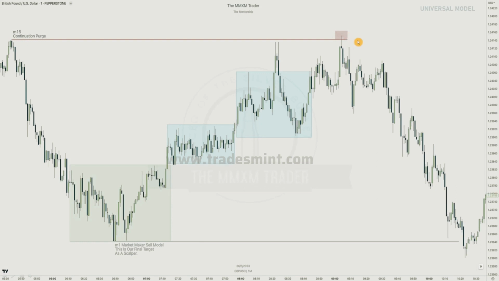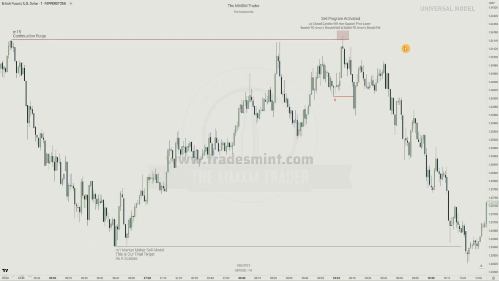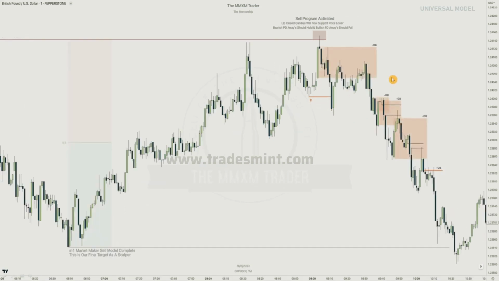So what happens after we take that external range liquidity? We are now activating a sell program. So again, all up close candles will now support price lower. Bearish PD arrays should hold and the bullish PD arrays should fail. And then we are in the sell side of the curve, right? So we're waiting for that break of structure on our short-term perspective. It happens over here. We want to be in the correct time zone, right? We're going to outline that later, but as I can see down here, we are in the New York kill zone, right? So all up close candles should now support price lower.